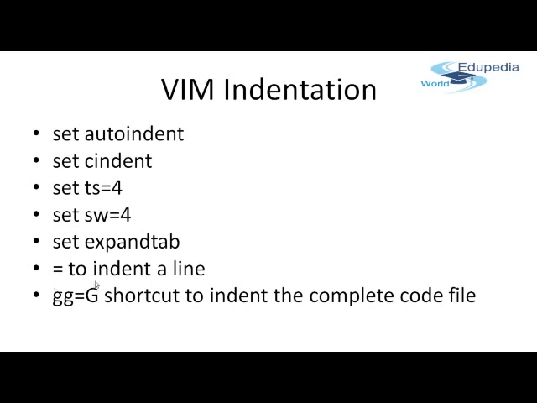Now equal to is a command that you can use when you are on any line. When your cursor is on any line, you just press equal to twice. Okay, it will indent that particular line. And if you want to indent the 10 lines below the current line, you can just enter 10 and then equal to, so that will indent 10 lines below the current line. There is also a shortcut that I am displaying over here to indent the complete file. So you have to press gg.